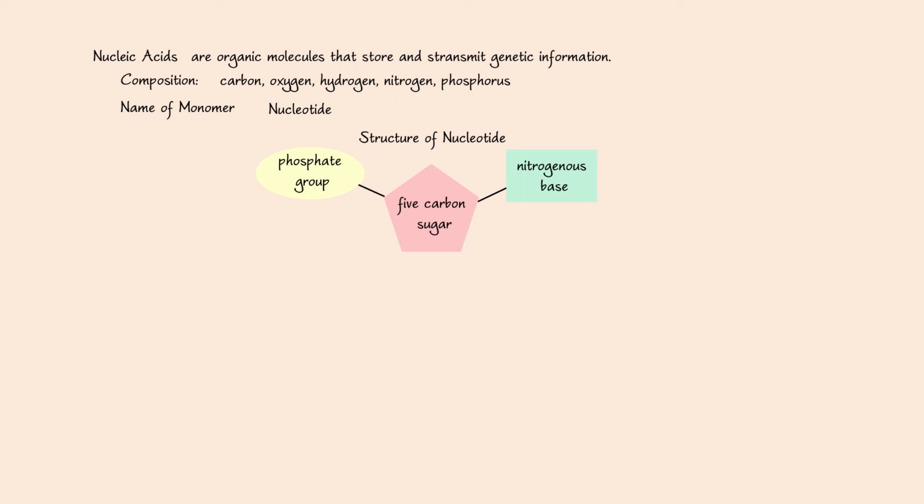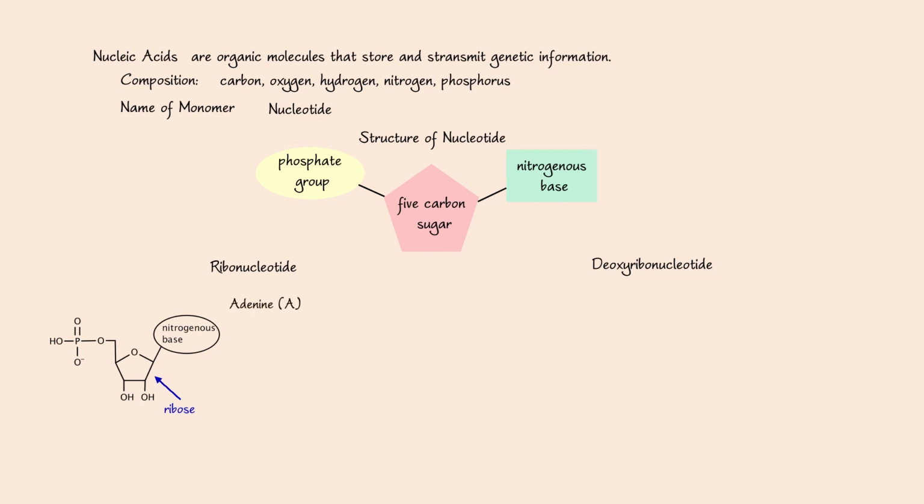There are 2 types of nucleotides, ribonucleotide and deoxyribonucleotide. They are differentiated by their 5-carbon sugar and nitrogenous bases. For ribonucleotide, the 5-carbon sugar is called a ribose, and the possible nitrogenous bases are adenine, guanine, uracil, and cytosine. Adenine and guanine have double ring structures and are referred to as purines. Uracil and cytosine have single ring structures and are referred to as pyrimidines.